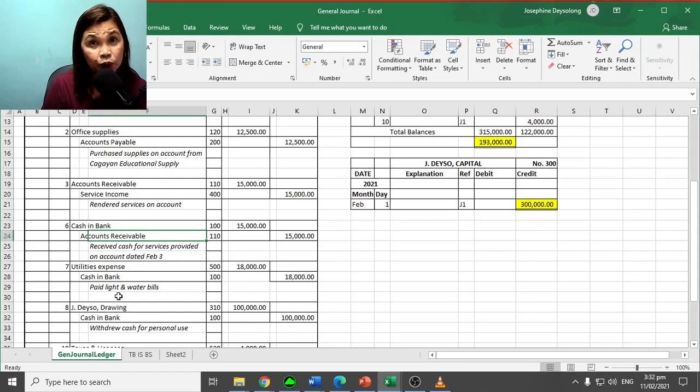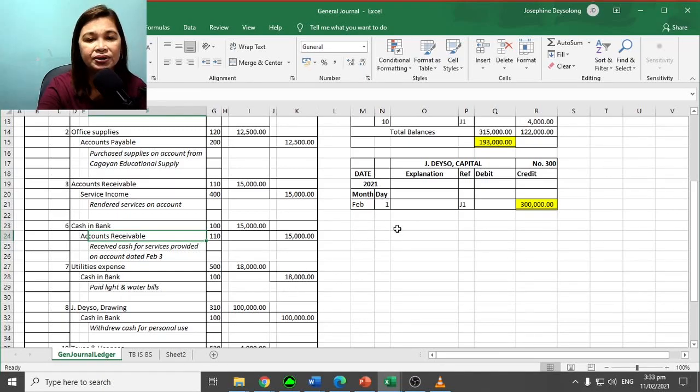Now, what is the counterpart? Of course, I credit cash in bank. I paid, so I have my cash outlay. I have here credit cash in bank, which is 18,000. Now, what happened to my cash in bank there?